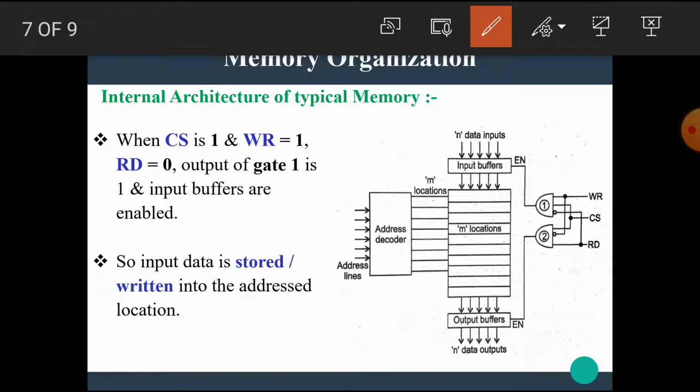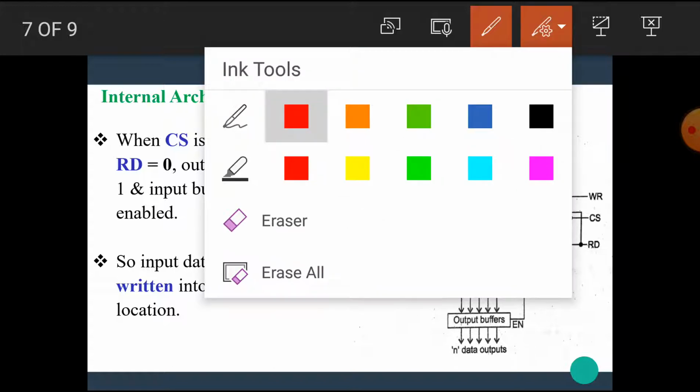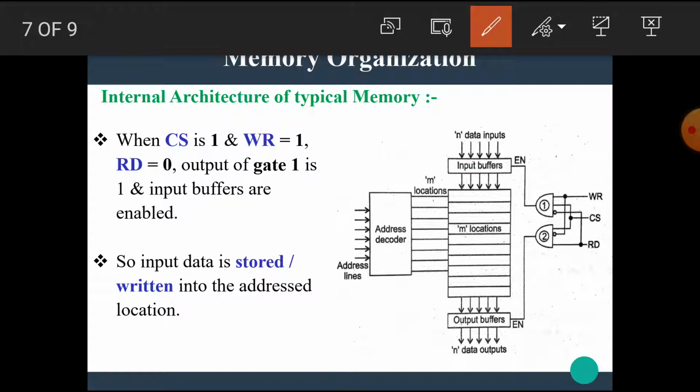That means in this diagram we have the write pin, read pin and the chip select pin, and the two AND gates, AND gate 1 and AND gate 2. The AND gate 1 is connected to the input buffer. Similarly, AND gate 2 output is connected to the output buffers. Okay, and the address lines are connected to the memory through the address decoder. Now let's see the operation of this memory architecture.